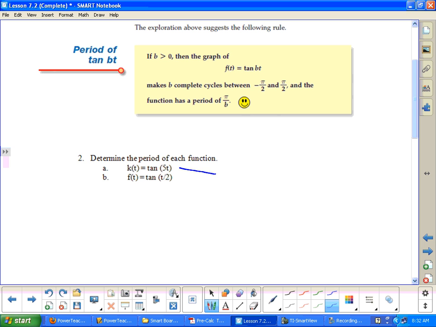So for letter A here, the period would be pi over 5. For letter B, pi divided by, and the value of b in this case is 1/2. So we multiply by 2 and we get 2 pi. Is A a stretch or a compression? It's a compression by 1/5, and B is a stretch by 2 because we doubled it. Remember that. Those are always the reciprocal when we're talking about a stretch or compression horizontally.